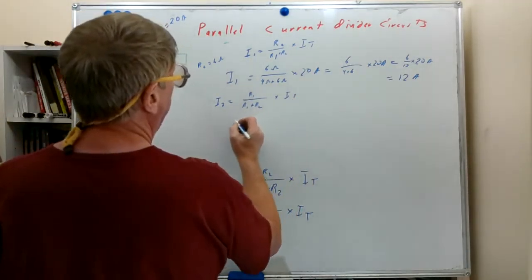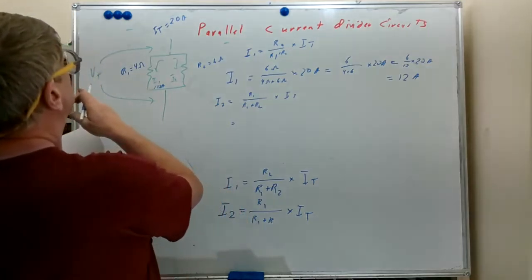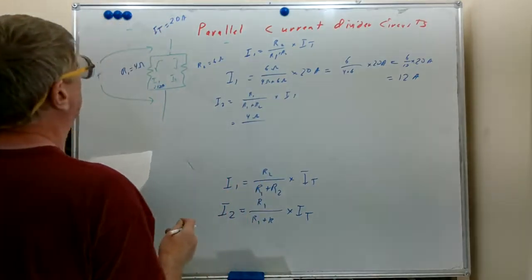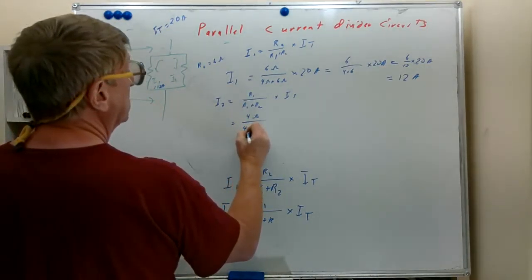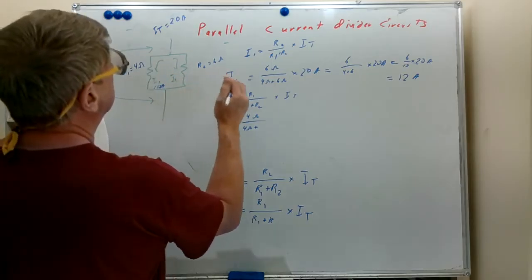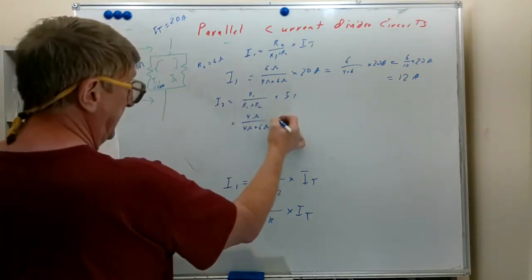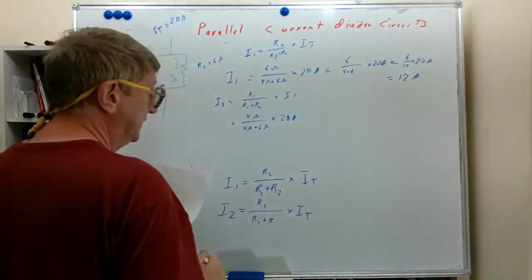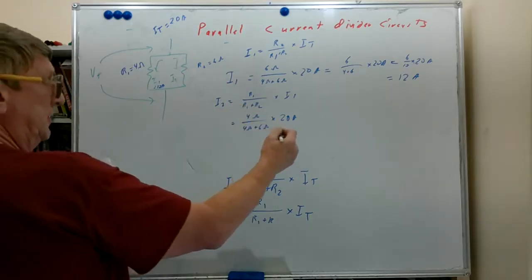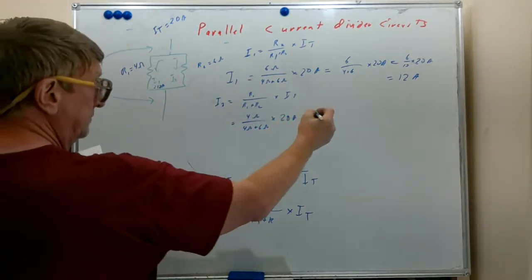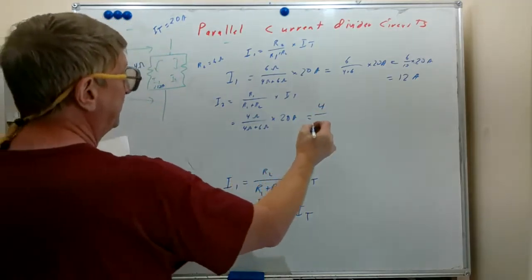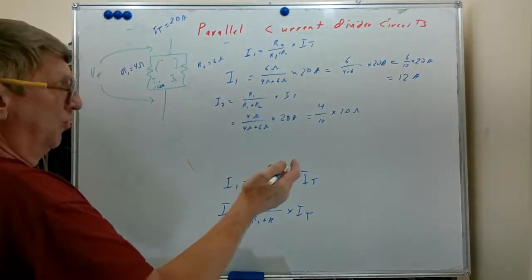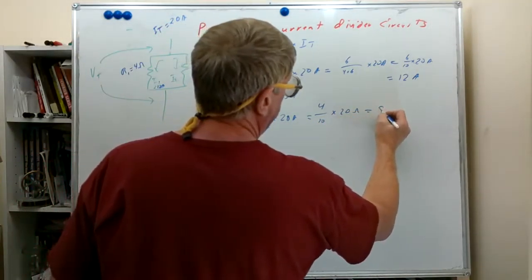So we're going to put in some values here. R1, that is 4 ohms. R1 plus R2, that's 4 ohms plus 6 ohms. We're going to again multiply by IT, which we're given, 20 amps. Again, the ohms all cancel, giving us 4 over 4 plus 6, which is 4 over 10, times 20 amps. And 4 over 10 times 20 amps gives 8 amps.